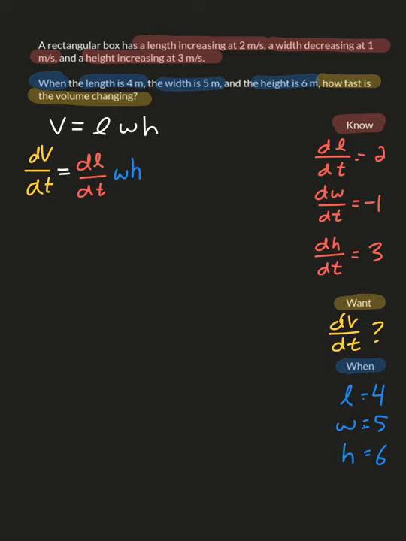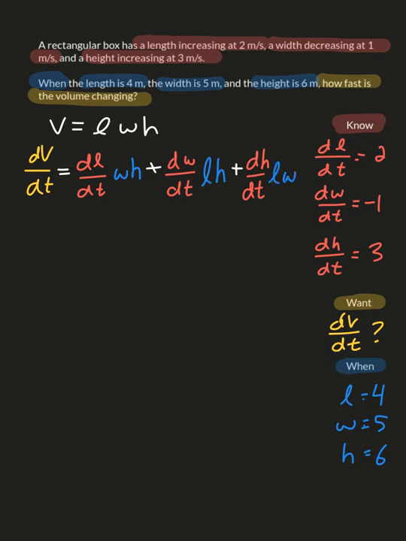plus our next term is going to leave the length alone. Let me just switch colors here so that I can color code it with the right-hand side. And we're going to actually find the derivative of the width, which is dw/dt, and again, leave the length and the height alone. And then the last term, we're going to find the derivative of the height, which in this case is going to be dh/dt, and we're going to leave the length and the width alone. So that's triple product rule in this context.